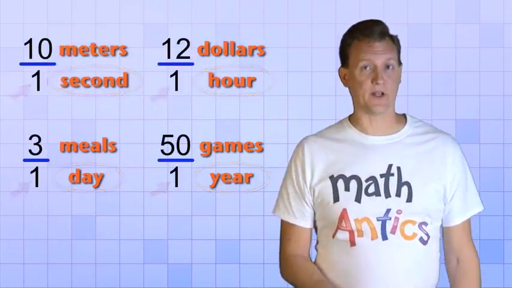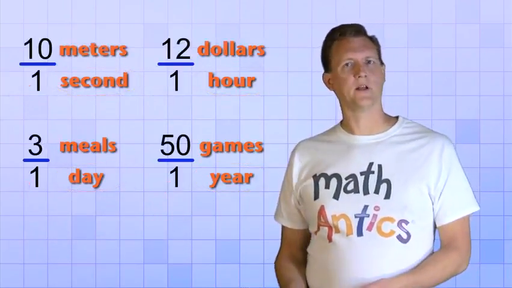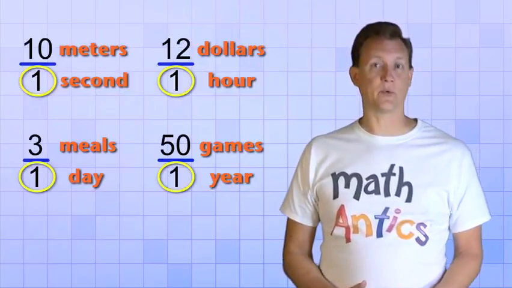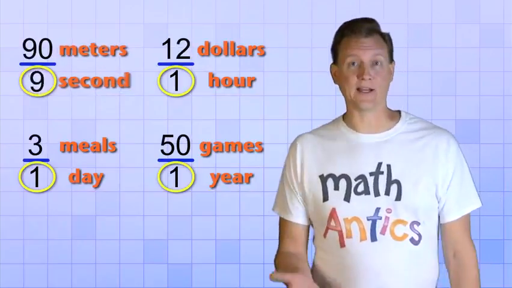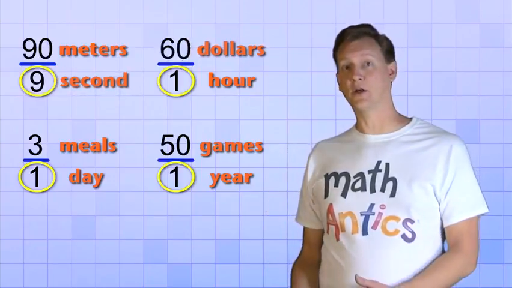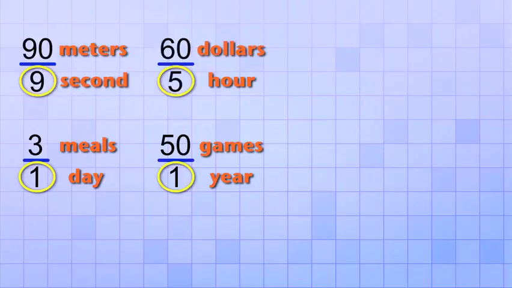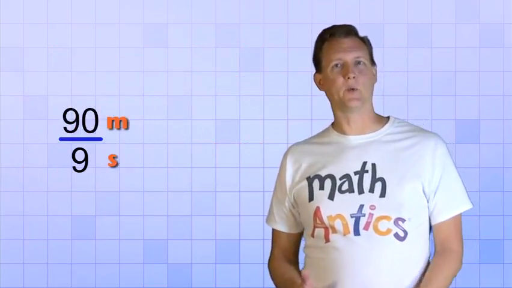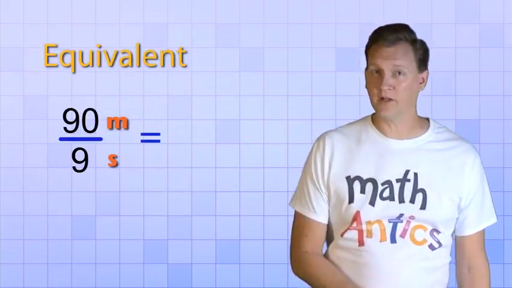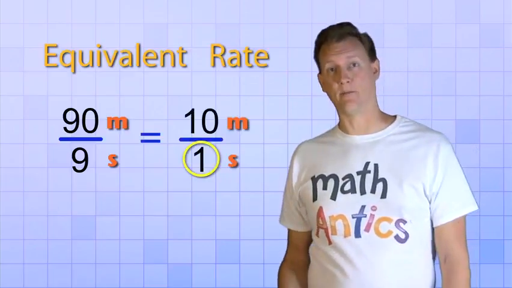Alright, so that's simple enough. But you might be wondering, why are the bottom numbers of all these rates 1? Couldn't you have a rate like 90 meters per 9 seconds? Or $60 per 5 hours? We sure could. But most of the time, when we have rates like that, we want to convert them into an equivalent rate that has 1 as the bottom number.